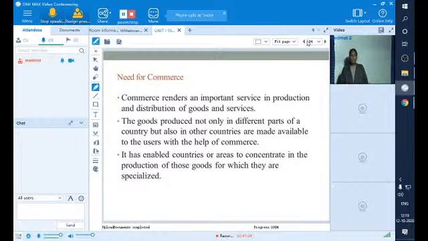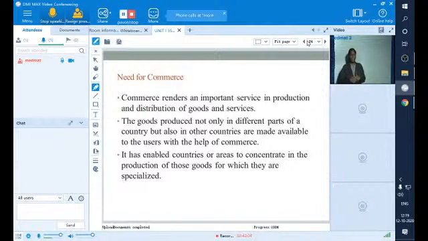Second one, the goods produced not only in different parts of a country but also in other countries are made available to the users with the help of commerce. So by producing the goods and selling the goods around the globe, we can reach different people and different countries. So this is the need for commerce. Why do I need commerce? I need to reach different people. So that is the second point here.